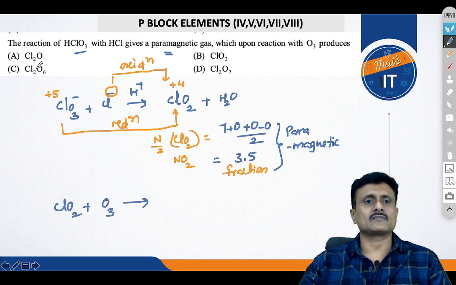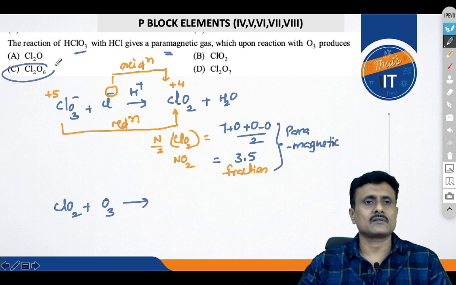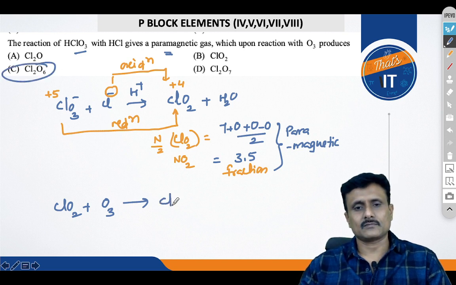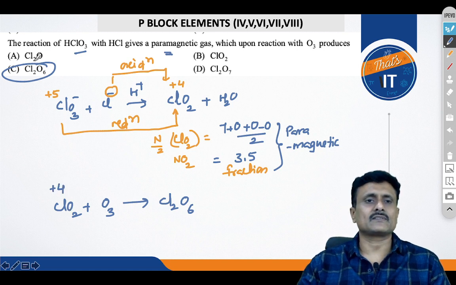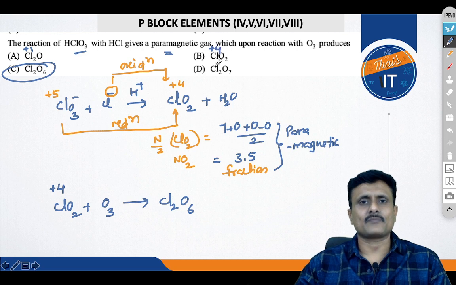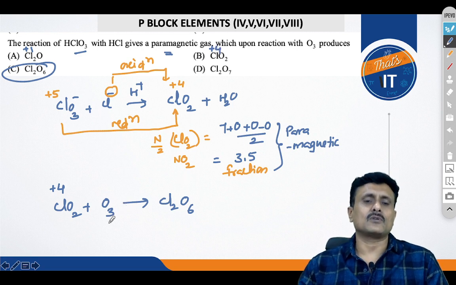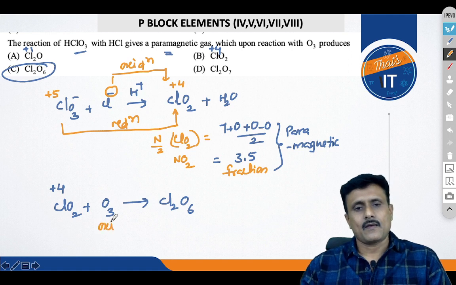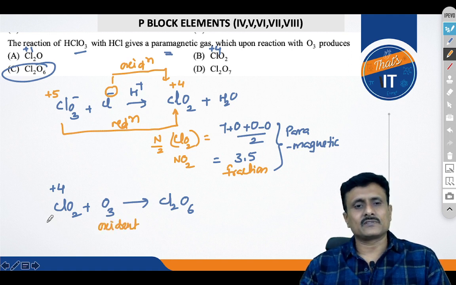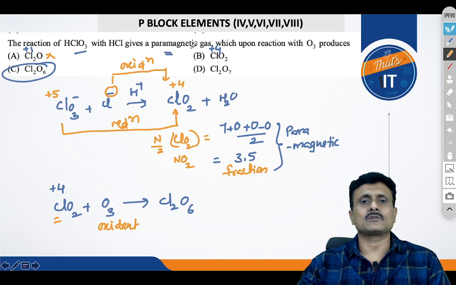You know that this is a very popular reaction, gives rise to what? Cl2O6. So chlorine got further oxidized, right? You can see here chlorine is +1, this is +4. So there is no point that ozone, which is a strong oxidizing agent, would reduce this chlorine. So these two options are ruled out. However, we are left with only these two options.